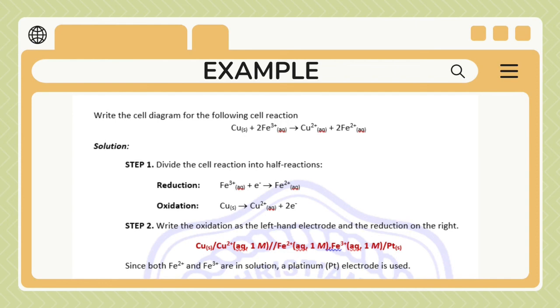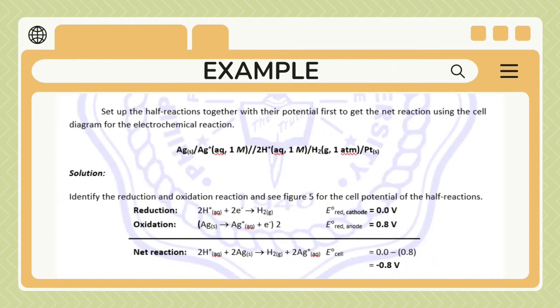Right after that, we're going to have another example. So write the cell diagram, or set up the half reactions together with their potential pairs to get the net reaction using the cell diagram for the electrochemical reaction.